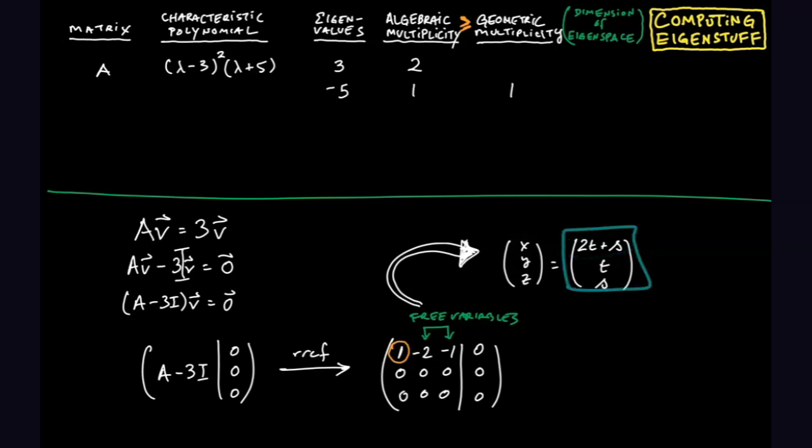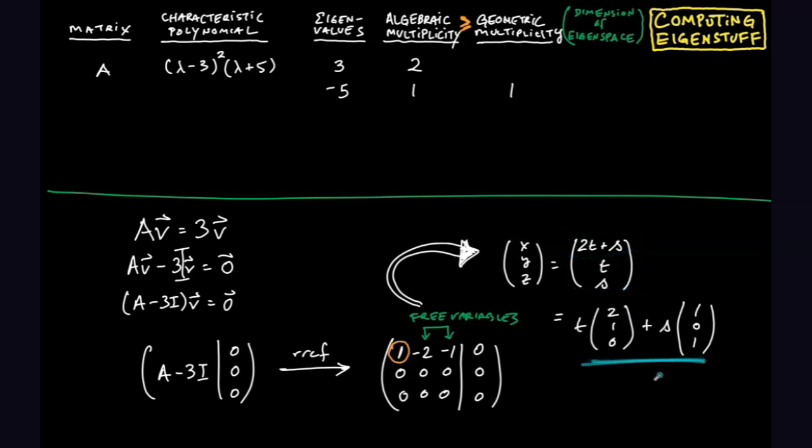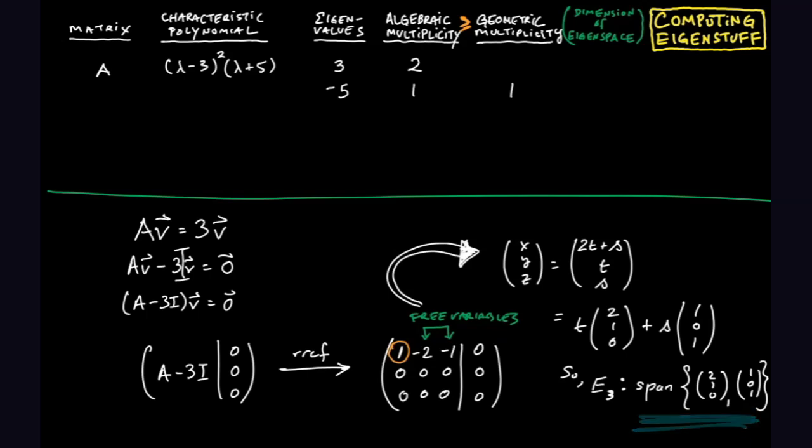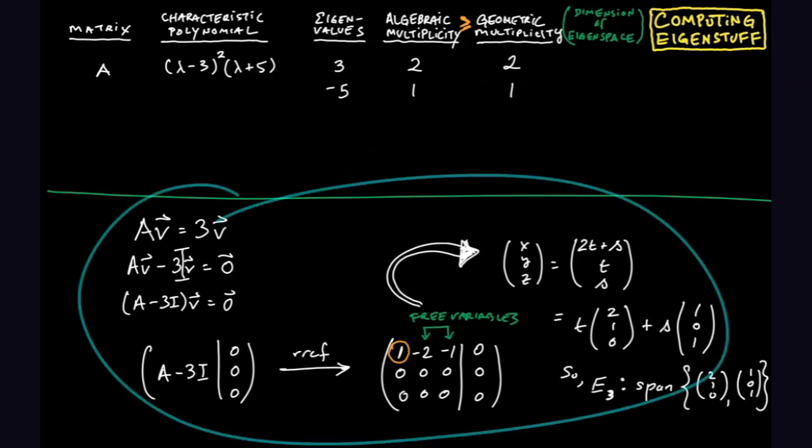And now we can decompose that vector into a linear combination of simpler vectors, so we could say that E3, our eigenspace, is simply the span of those two linearly independent vectors, which geometrically, of course, is a plane, a two-dimensional object. Aha! If this eigenspace is two-dimensional, that means that the geometric multiplicity of that eigenvalue must be 2. But again, there would be no way of knowing that without going through these sorts of computations.